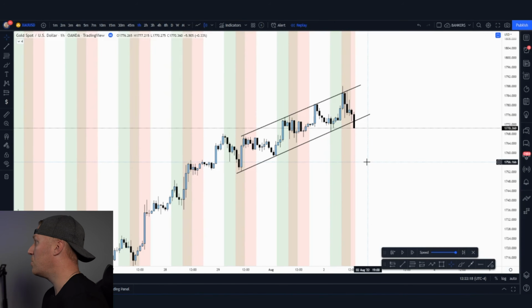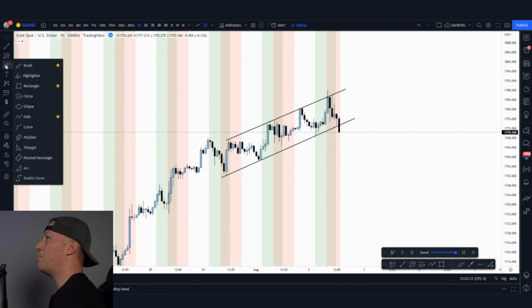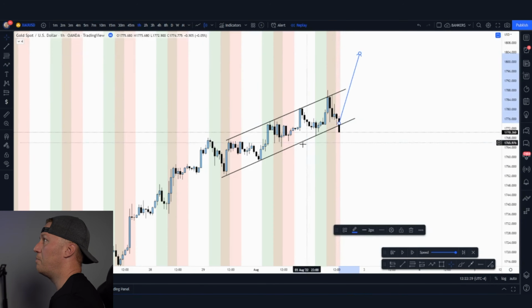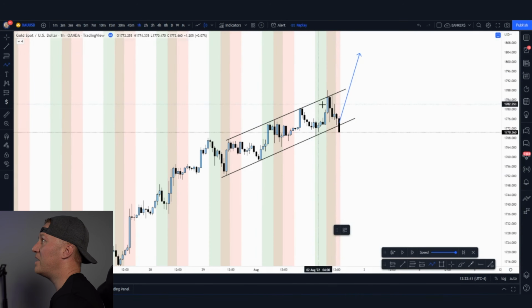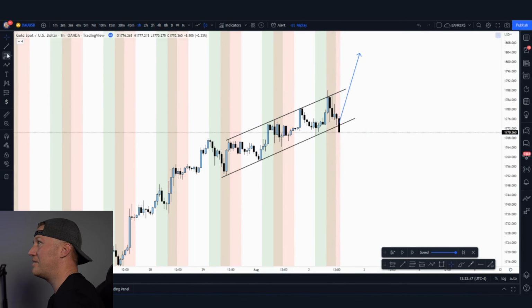The reason why I'm using this is to get an idea of what the retail crowd is doing. Where are people putting their stop losses? Where are they looking to enter the marketplace? So when we see a pattern like this, most people's approach is going to be one of two things. First, it'll either be buying off of this bottom here. Some traders might even be selling off of the top of this trend line here, using it as resistance.